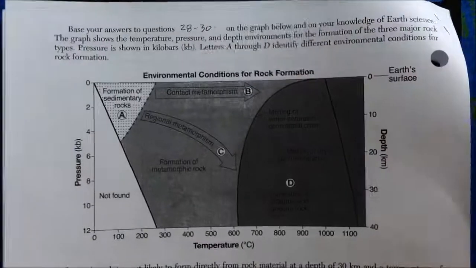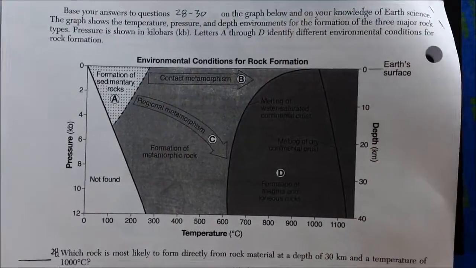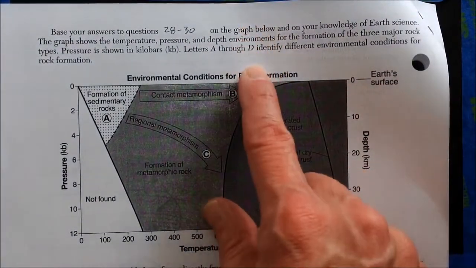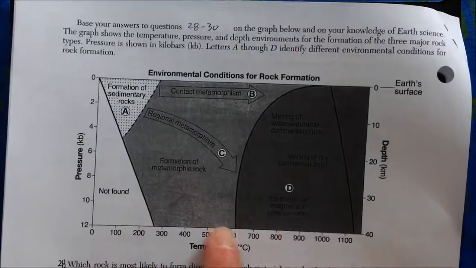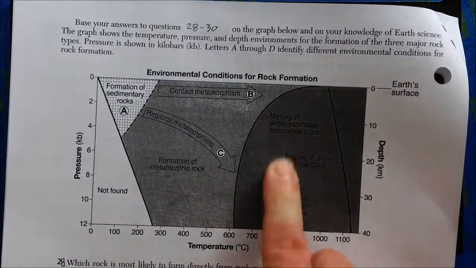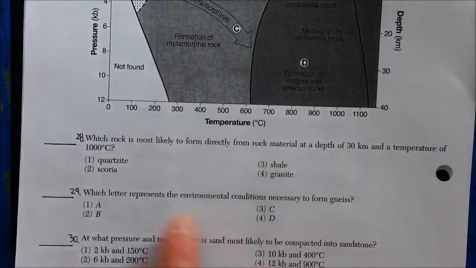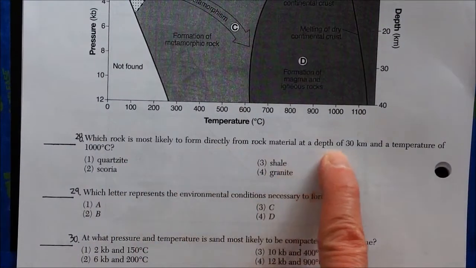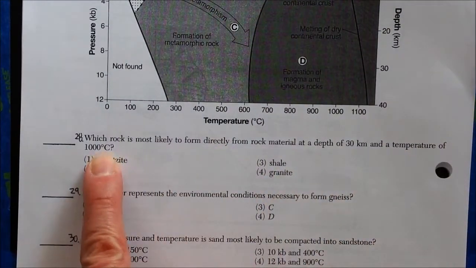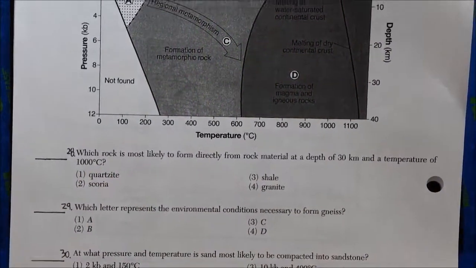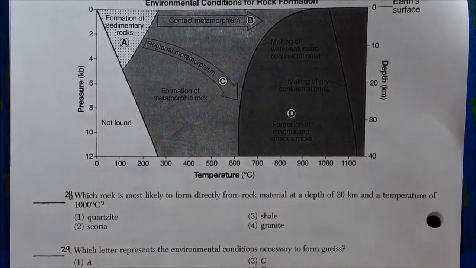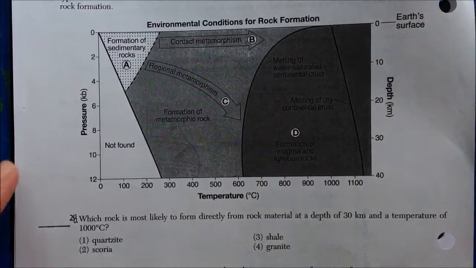Okay, around to the last page. So these are some multiple choice questions, and you have to use this chart. This is really about reading the chart. Please always read all of this, and yours may be a little hard to read on here, but basically it goes like this. Which rock is most likely to form directly from rock at a depth of 30 kilometers and temperature of 1,000 degrees Celsius? So this is really figuring out this chart. This is a chart we've never really seen before, and they do that. Like, how well can you figure this stuff out?